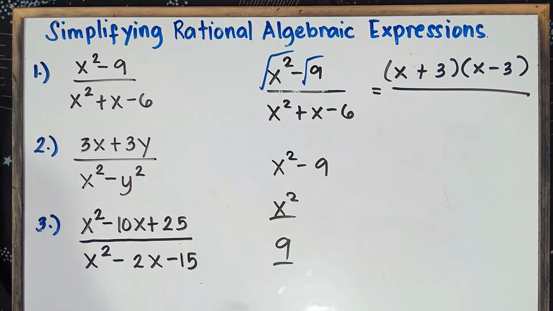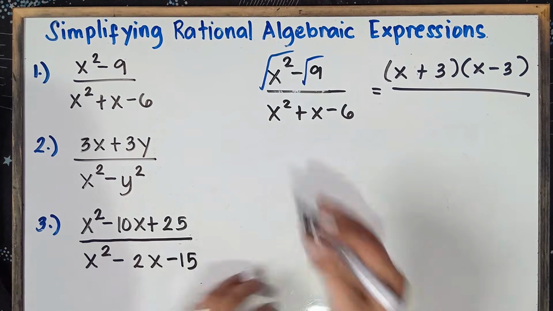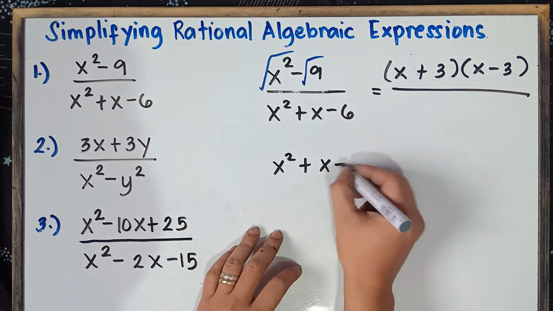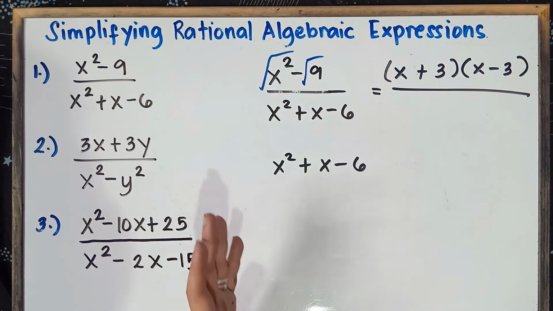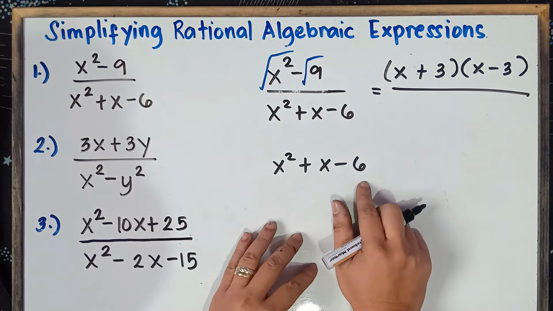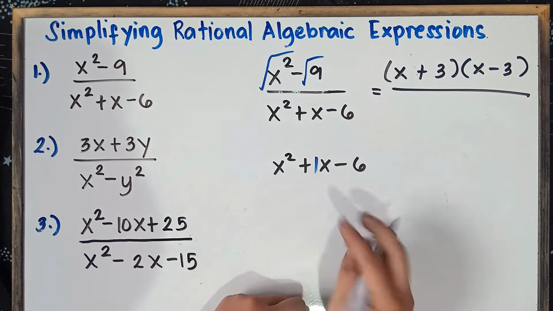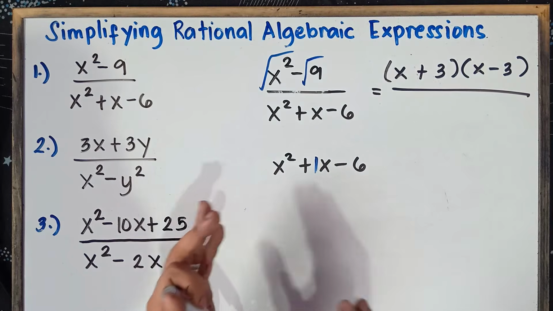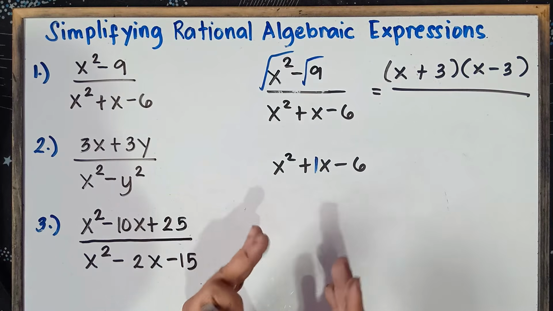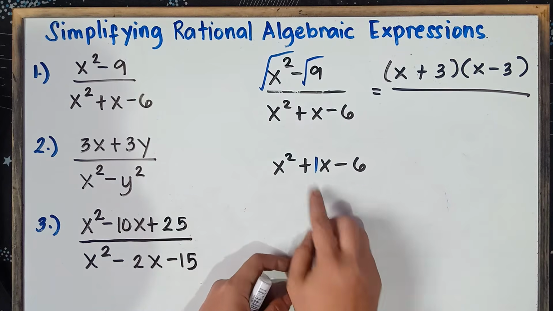Alright, and then for our denominator, we can factor this out using general trinomials: x squared plus x minus 6. To factor this out, you find two numbers that when multiplied give 6 and when combined give 1. Understand that there's a 1 here.